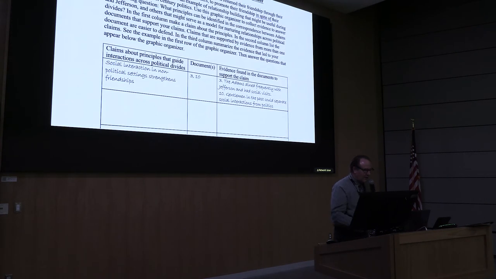All right, so on the graphic organizer, this is what I gleaned from those two documents. There is this social interaction in non-political settings that strengthens friendships. Jefferson and Adams are dining together. He's referring to people who disagree politically going out and socializing together. So this is maybe one of the things we could look at that would help people who disagree politically. They should socialize together. Can you think of any modern examples of that?